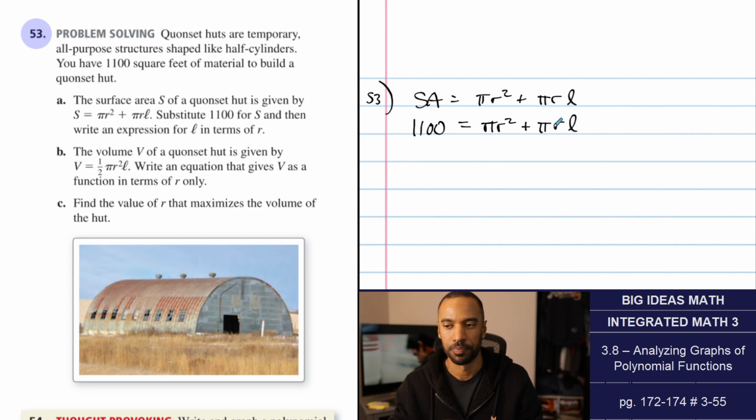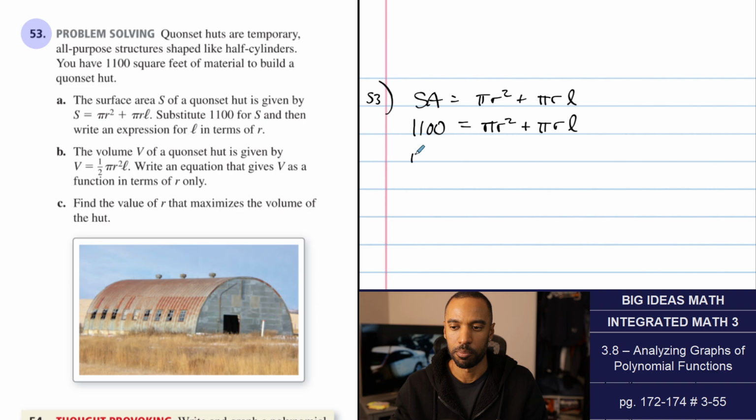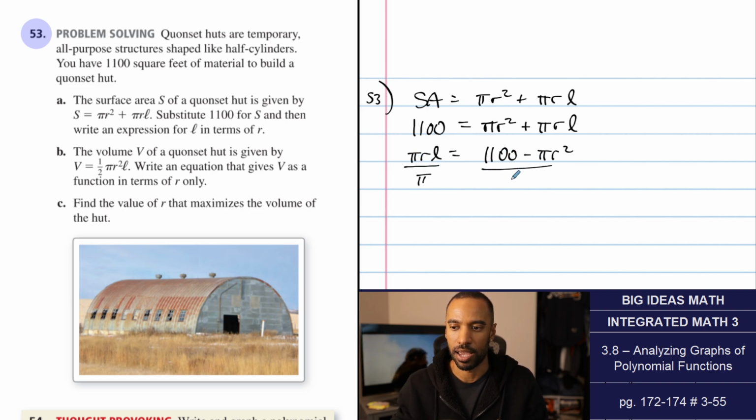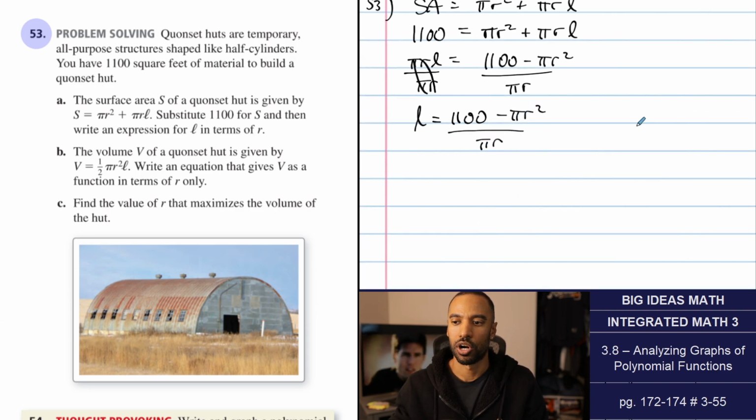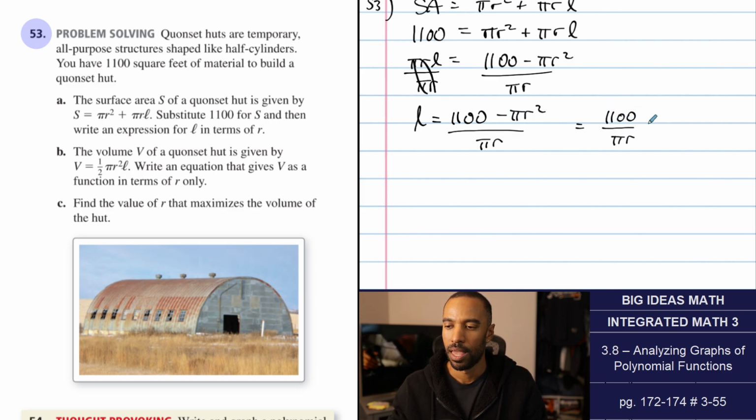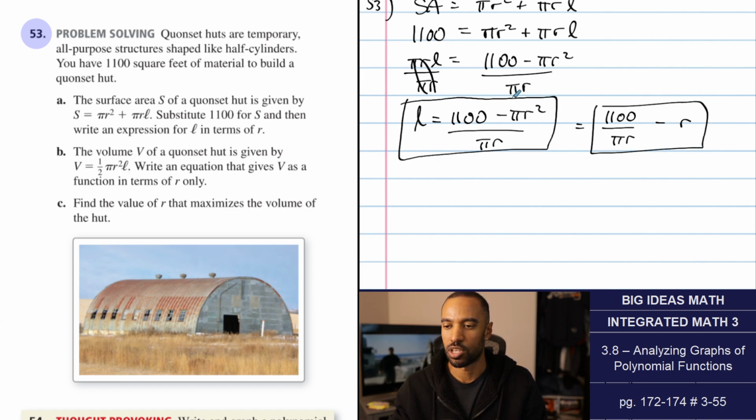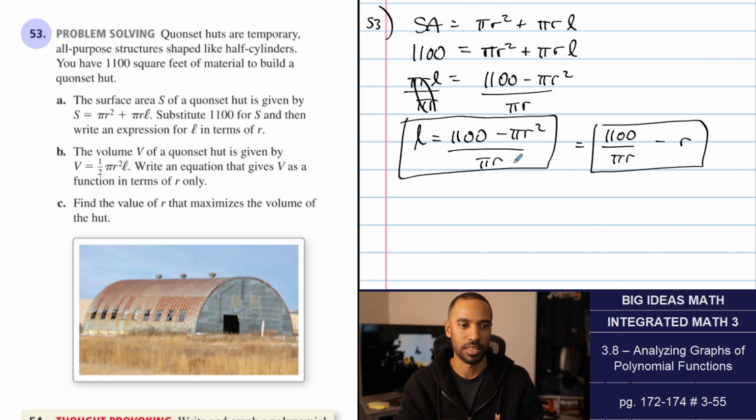R is going to be in the answer. So I'm going to first subtract pi r squared from both sides. I'm going to write pi r L equals 1100 minus pi r squared. Then we're going to divide both sides by pi times r. So now we'll have L equals 1100 minus pi r squared over pi r. An alternative option is 1100 over pi r, and then you subtract, pi's cancel out and some r's cancel out, and then you just get that. Depends on if you want a common denominator or not. They're both kind of the same thing, but that's part A.